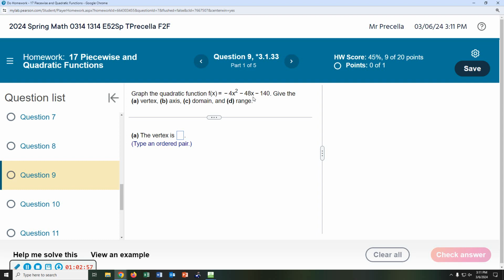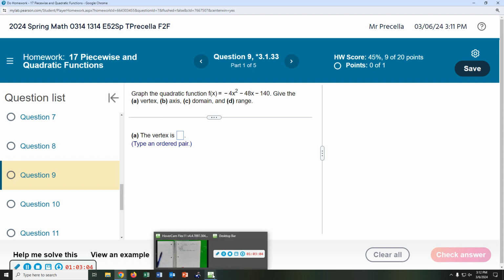Okay, I want the vertex, axis, domain, and range. Let me make sure I didn't miscopy it. Okay.